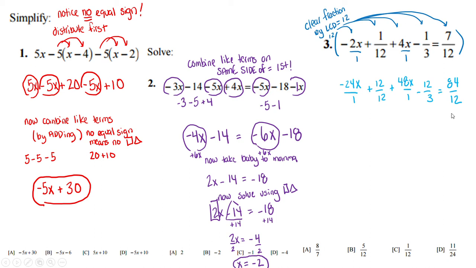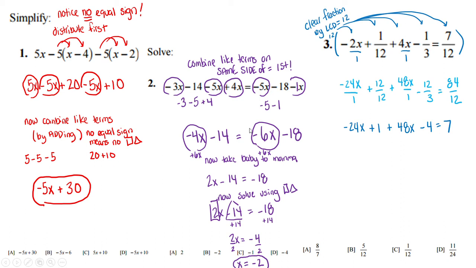Now your next step here is to reduce. The way that you reduce is you just divide. So negative 24x divided by 1 is negative 24x. 12 divided by 12 is 1. Then we have 48x. Then we have 12 divided by 3 to be minus 4. And then we have 7.